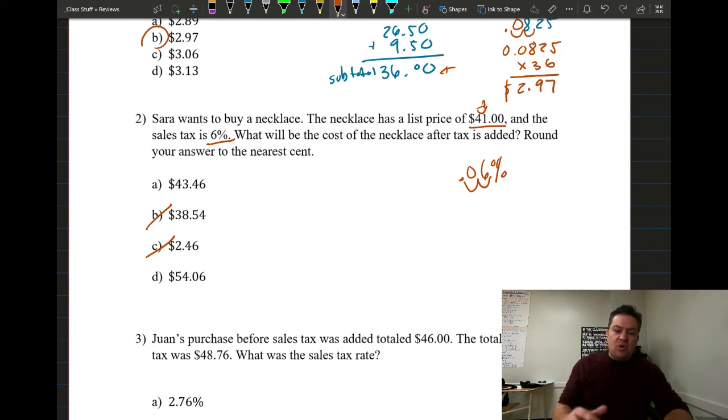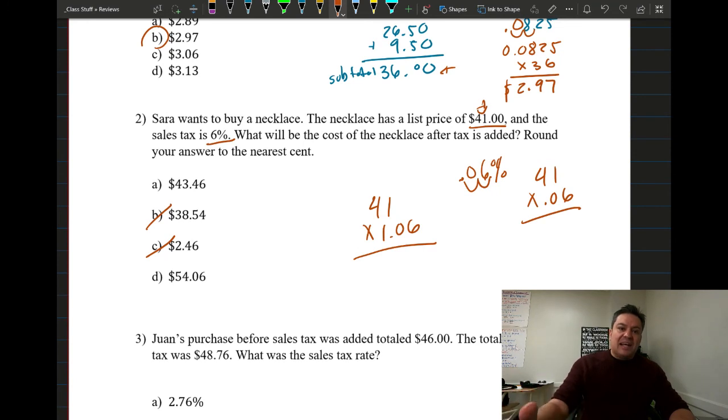Convert percent to decimal, add 1 to that, and then multiply by the original. So basically, all we have to do is multiply 41 times 1.06, and that's going to give me my answer. Or you can do 41 times 0.06, then whatever you get added back to the 41. Remember that 41 is the subtotal. So when I multiply 41 times 0.06, I get 2.46. Look, that was one of my answer choices right here. But this is the tax only.